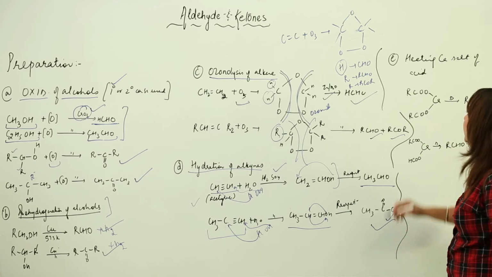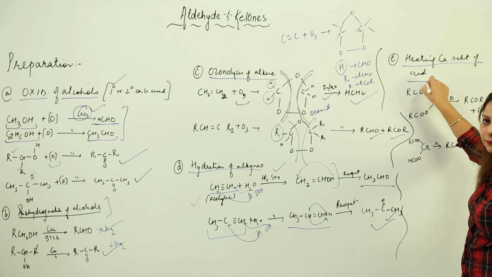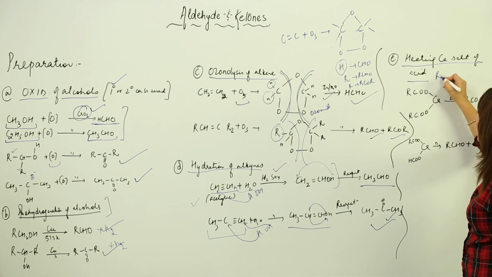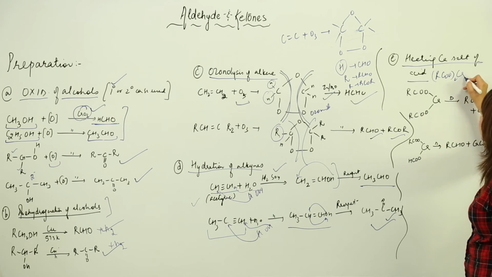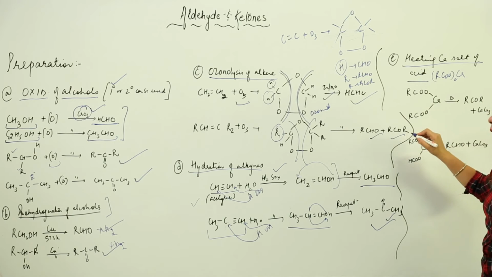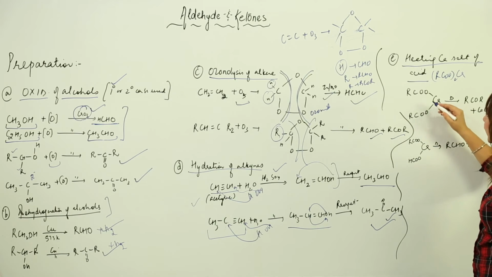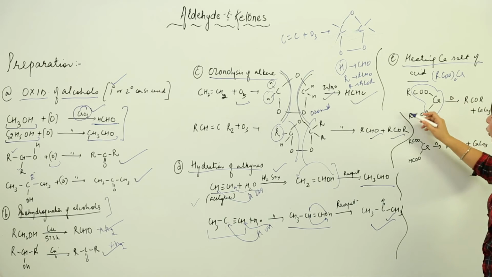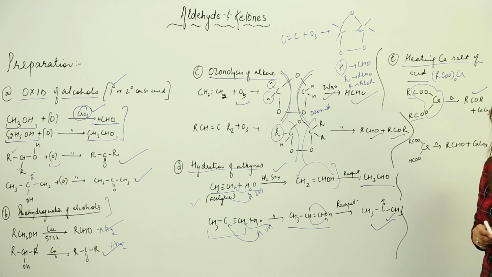So it will be a ketone. Likewise, another method is heating of the calcium salt of an acid. It means you have a calcium salt of an acid and you are going to heat it. Let's say it is (RCOO)2Ca. I have written this in an open form. I am going to heat it. So when I heat it, what is going to happen? CaCO3 will be liberated, and what you are left with is RCO, so it will be RCOR. That means you will get a ketone.